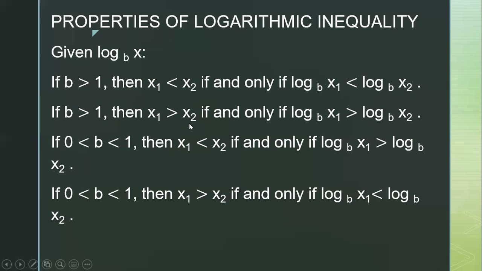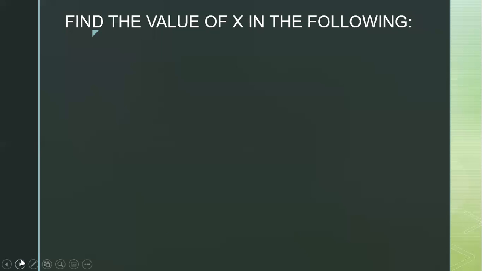While if b is greater than 1 and x sub 1 is greater than x sub 2, then the case is that the logarithm of x sub 1 to the base b is greater than the logarithm of x sub 2 to the base b. If b is between 0 and 1 and x sub 1 is less than x sub 2, if and only if the logarithm of x sub 1 to the base b is greater than the logarithm of x sub 2 to the base b. So as you can see, if we try to compare the first and the third, okay? If it's greater than 0 but less than 1, the first logarithm becomes greater than the value of the second logarithm. Then the last case will be just the opposite of the second property. So it will be less than.